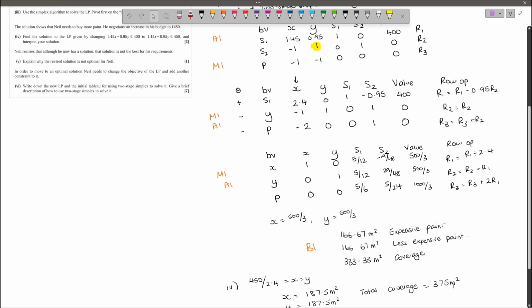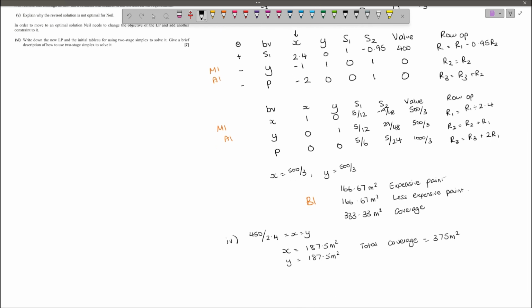Part 5, explain why the revised solution is not optimal for Neil. This solution isn't optimal for Neil because it's not giving him the maximum amount of expensive paint, given that he only requires 350 square meters of paint. Neil could instead buy some more expensive paint to reduce the coverage, but have an easier job applying this paint. So we're going to help Neil solve this.